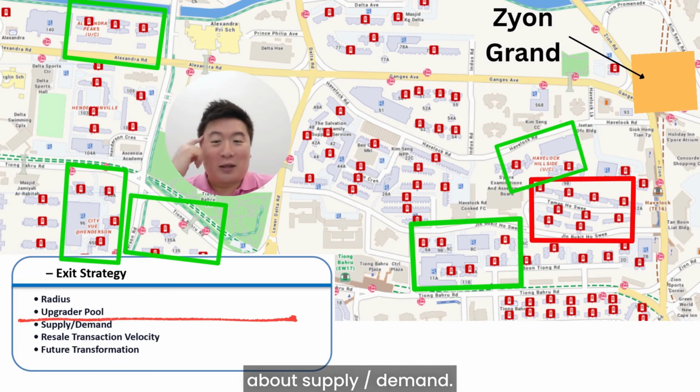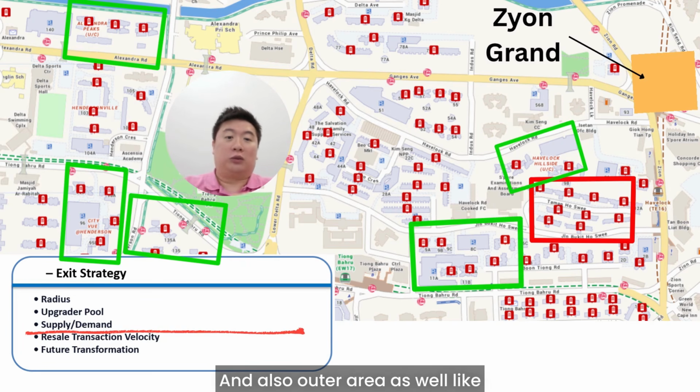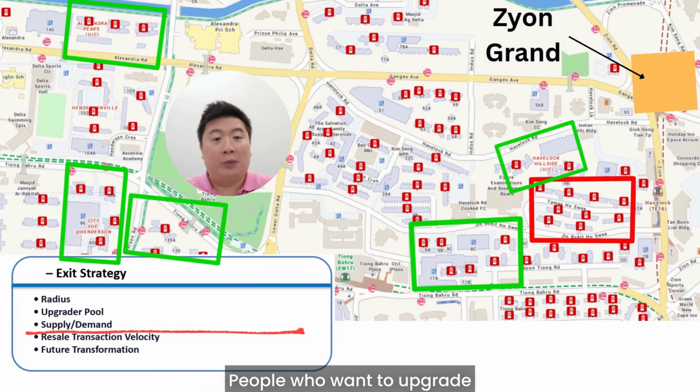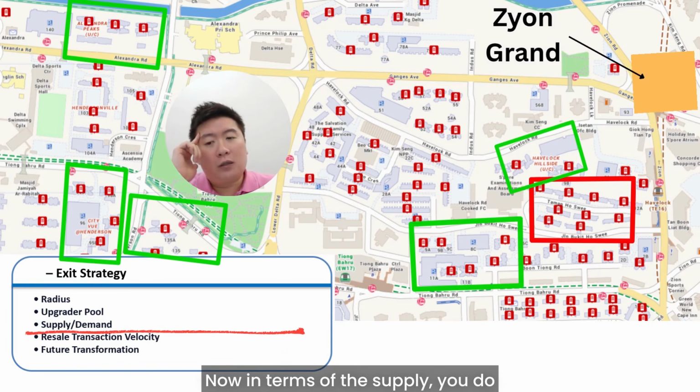So next one I'll talk about is supply demand. The demand obviously comes from all your HDB upgraders here, so I don't think I need to say too much. And also from the outer areas, like Queenstown or maybe even all the other Commonwealth. People who want to upgrade their location per se.